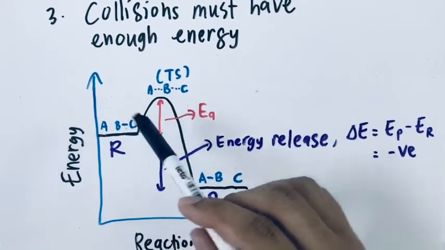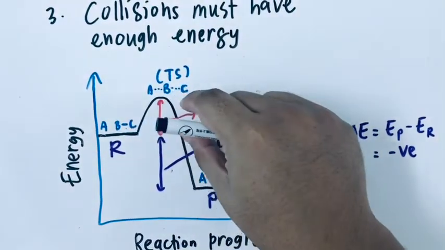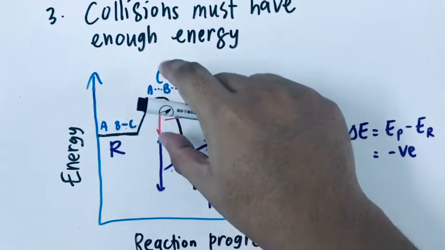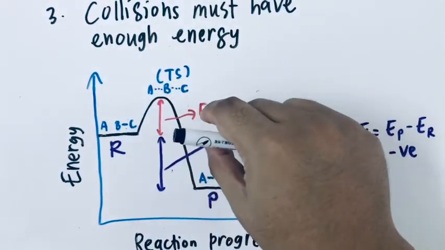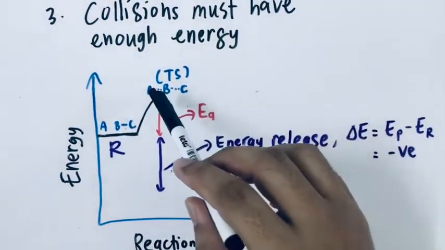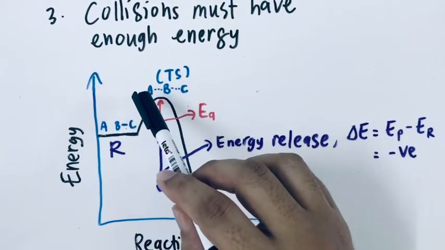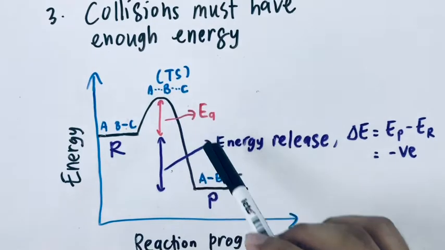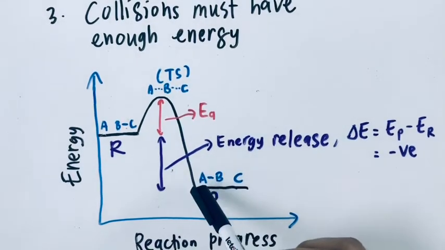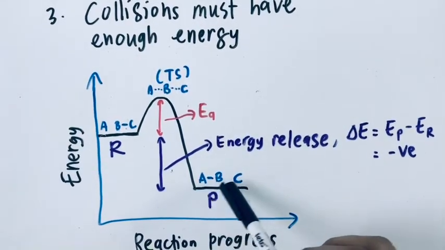The energy absorbed must be equal to the minimum energy required for the reactants, or greater than the minimum energy, the EA. So there will be a transition state here, where bond breaking and bond formation between the reactants occur, and there will be product formation for A, B and C.